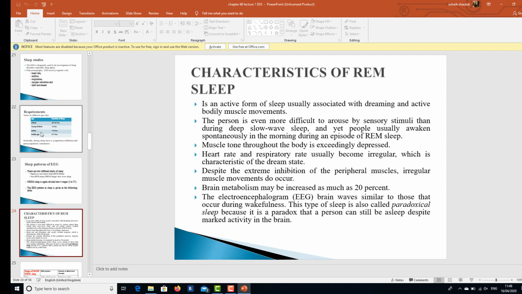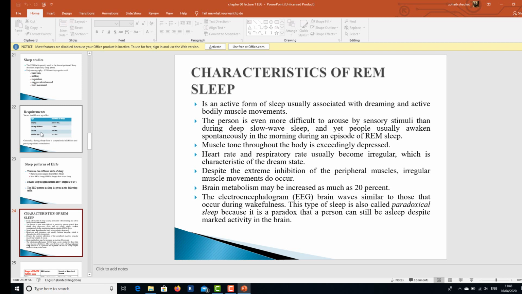The characteristics of rapid eye movement sleep: it is an active form of sleep usually associated with dreaming and active bodily muscle movements. The person is even more difficult to arouse by sensory stimuli than during deep slow wave sleep, and yet people usually awaken spontaneously in the morning during an episode of rapid eye movement sleep.